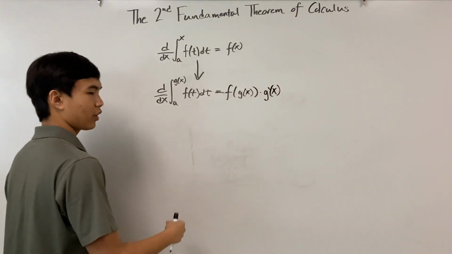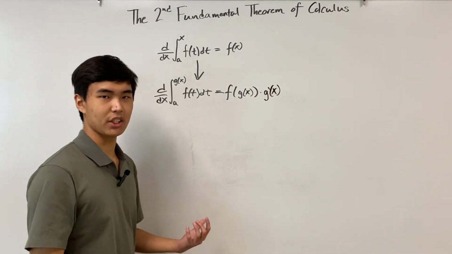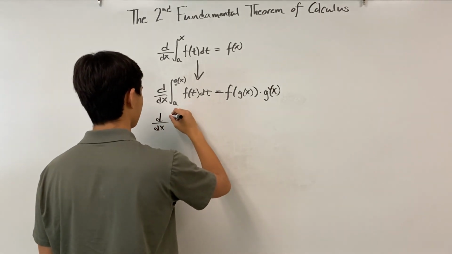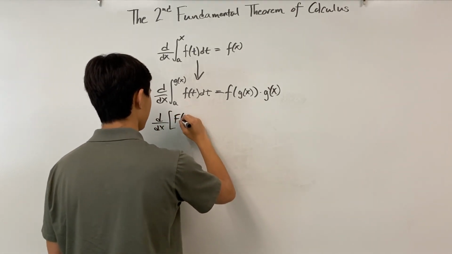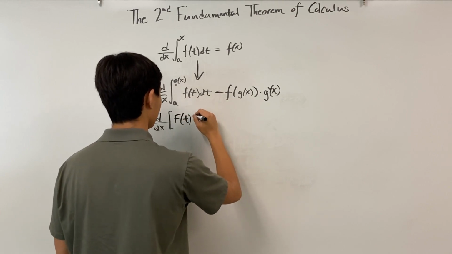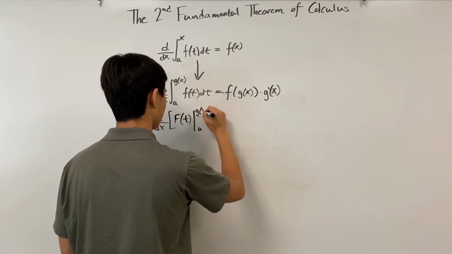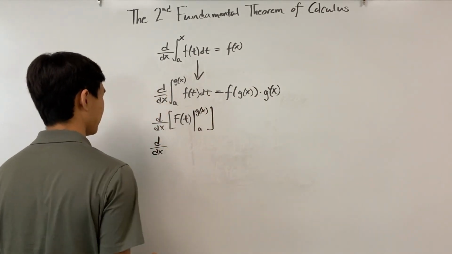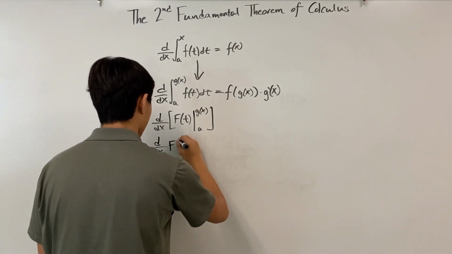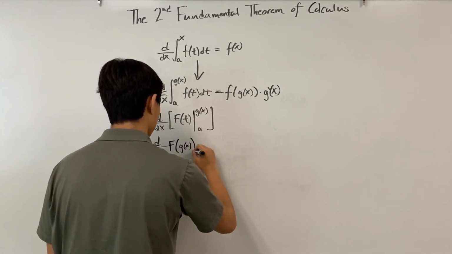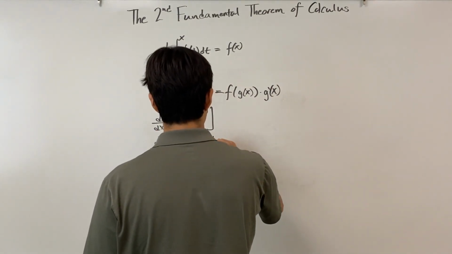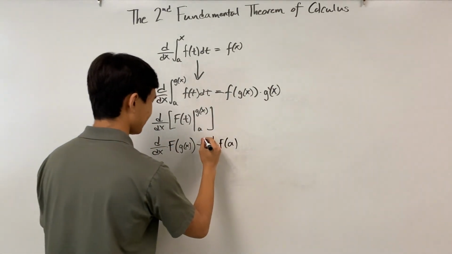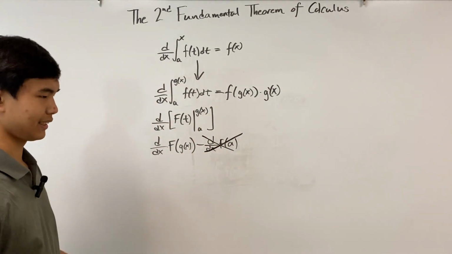And again, I'm going to work this out to show you why it's true. We're going to take the same process as we did with the last proof. We're going to evaluate the integral. So I have big F of t evaluated from a to g of x. And when we do this, we have to take the derivative of big F of g of x minus derivative of big F of a. And so you'll remember this is a constant, so the derivative of a constant is 0.